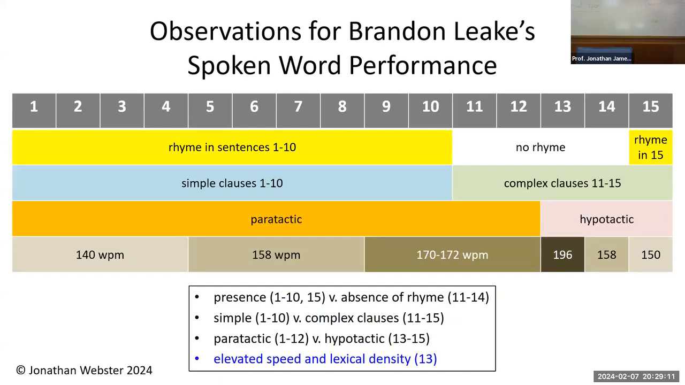And then when it gets to really talking fast, that is in 13. So what we notice is the presence versus the absence of rhyme, the simple versus complex clauses, paratactic versus hypotactic, elevated speed, lexical density. And it all comes here. All of those features: what he has created here is a background against which 13 stands out. And it stands out in every respect. He obviously is putting attention on that part where he is feeling it most intently.